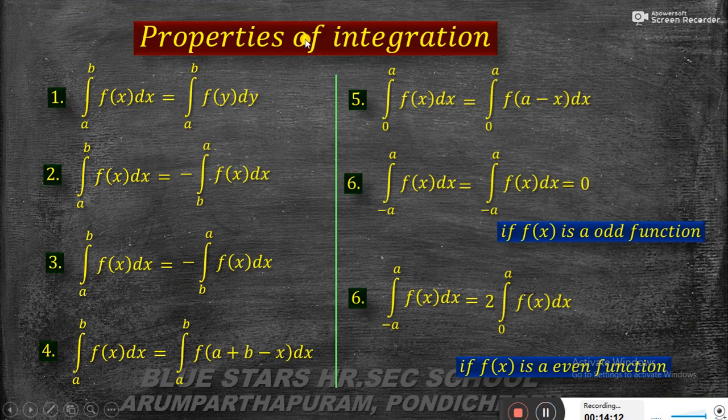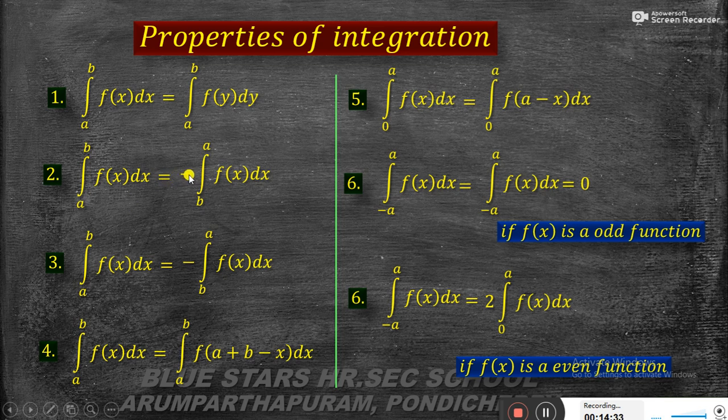So now we discuss the properties of integrations. Integral a to b f of x dx equals integral a to b f of y dy. This is the first property, f of x equals f of y. Next, integral a to b f of x dx equals, now I change the interval, a to b means I take b to a, so I write a minus sign.